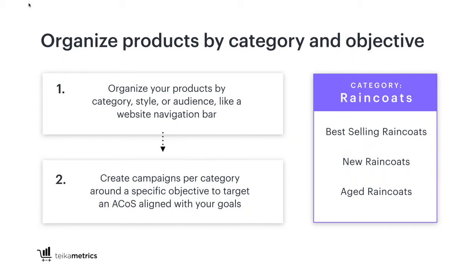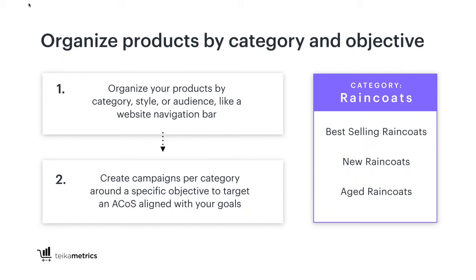And then from there, we mentioned those business objectives. And this is what's crucial, I think, one of the most important things, is that you want to break down those categories by your business objectives. So for instance, let's take this raincoats category that we have here as an example. You may have different goals for different types of rain jackets, and you don't want to be throwing all of those into the same campaign. Instead, break those down so you can hit those different ACOS thresholds.